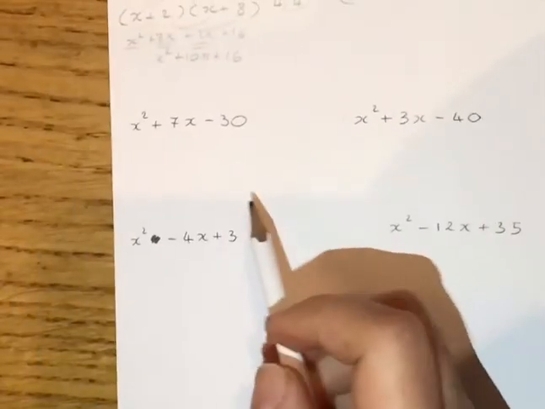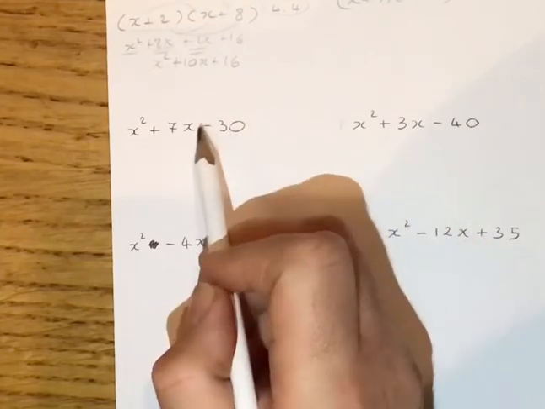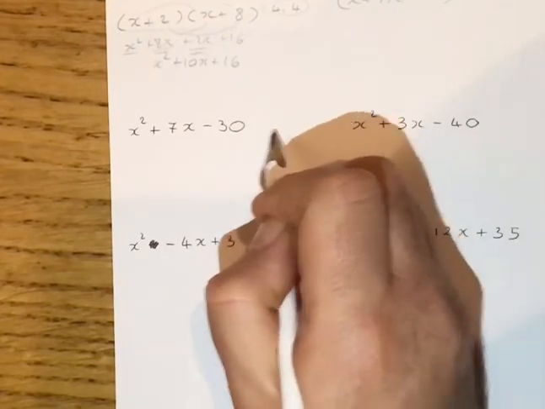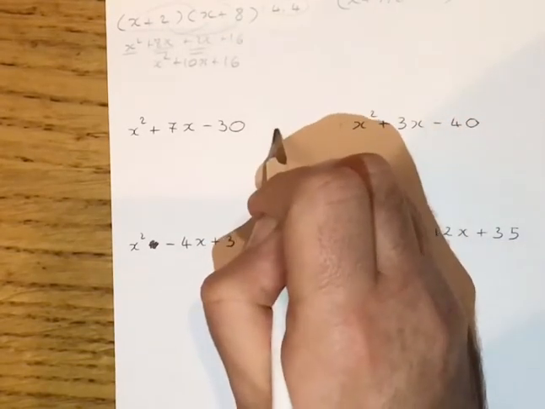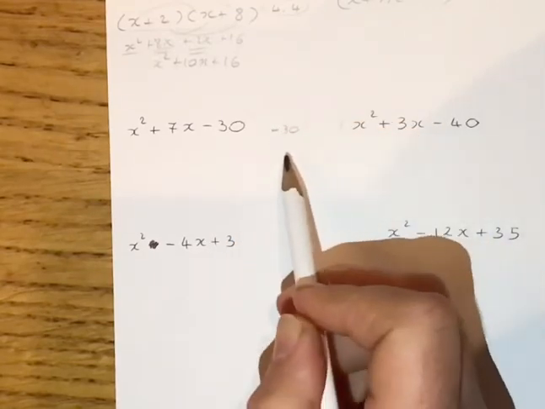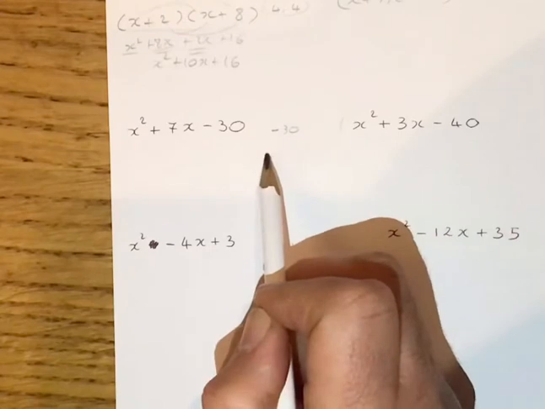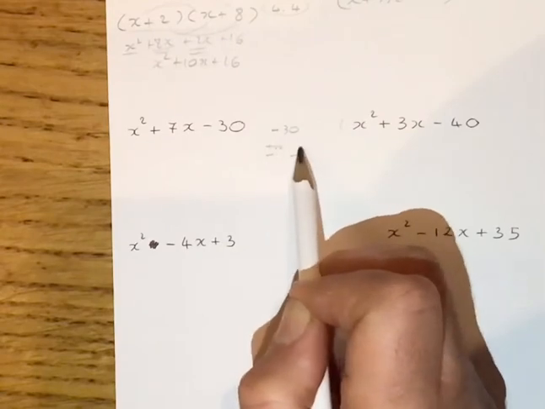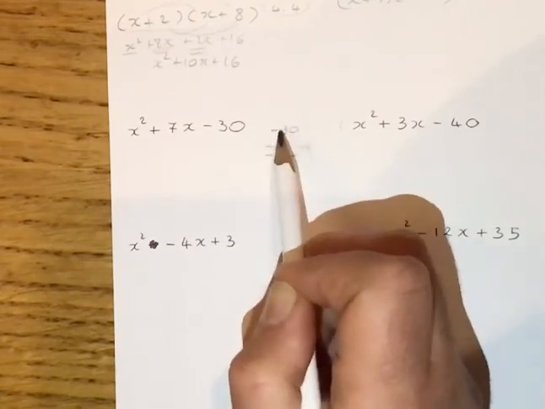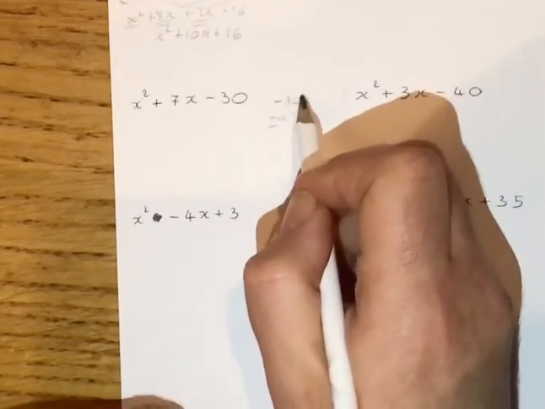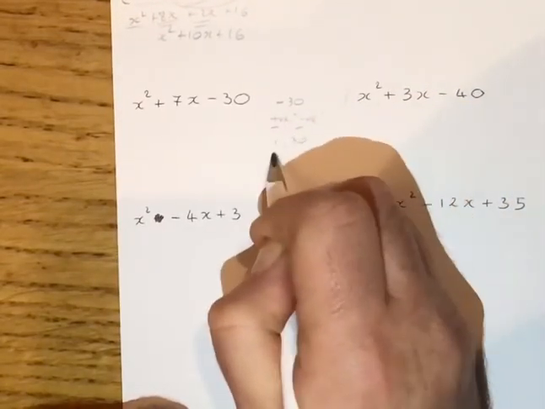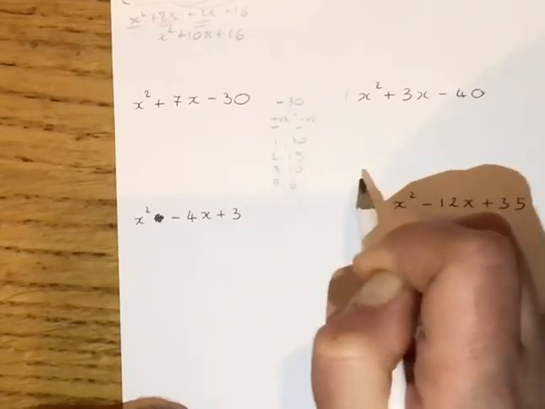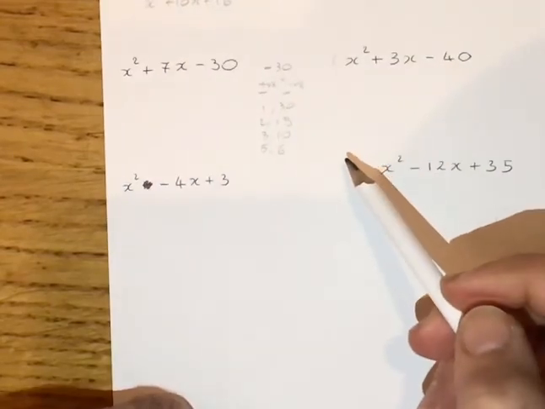Right, let's move on to something a little bit different because of the negative number. What are the options for making minus 30? For a number to be negative, one of the factors has to be positive and one of the factors has to be negative, so when you multiply them together you get a negative answer, negative 30. The factors of 30 are 1 and 30, 2 and 15, 3 and 10, 5 and 6. And remember, one of them has to be positive, one of them has to be negative.